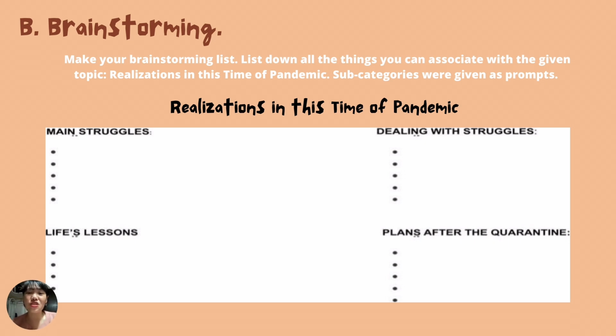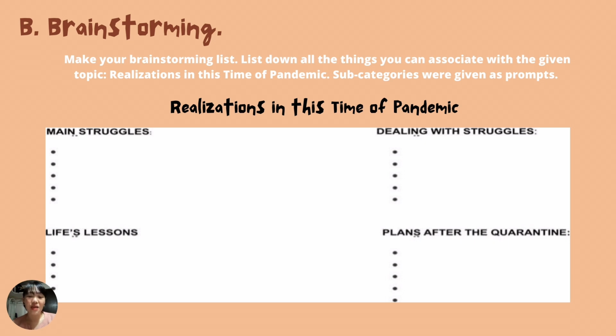So subcategories were already given to you as prompts, so you can see here on the screen. There are already the subcategories such as the main struggles, dealing with struggles, life's lessons, and plans after the quarantine. Okay, so you are going to make your brainstorming list of ideas under the subcategories. You can bring out your yellow sheet of paper and make your activity there.